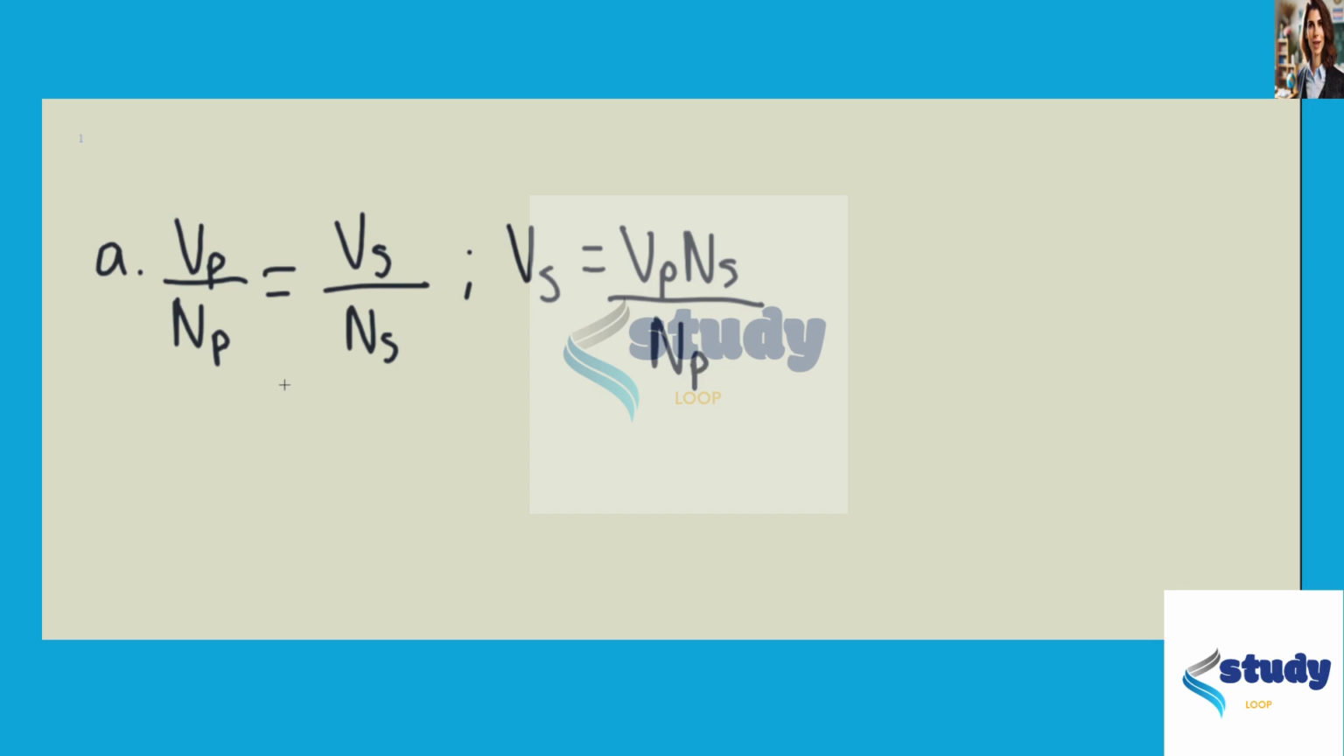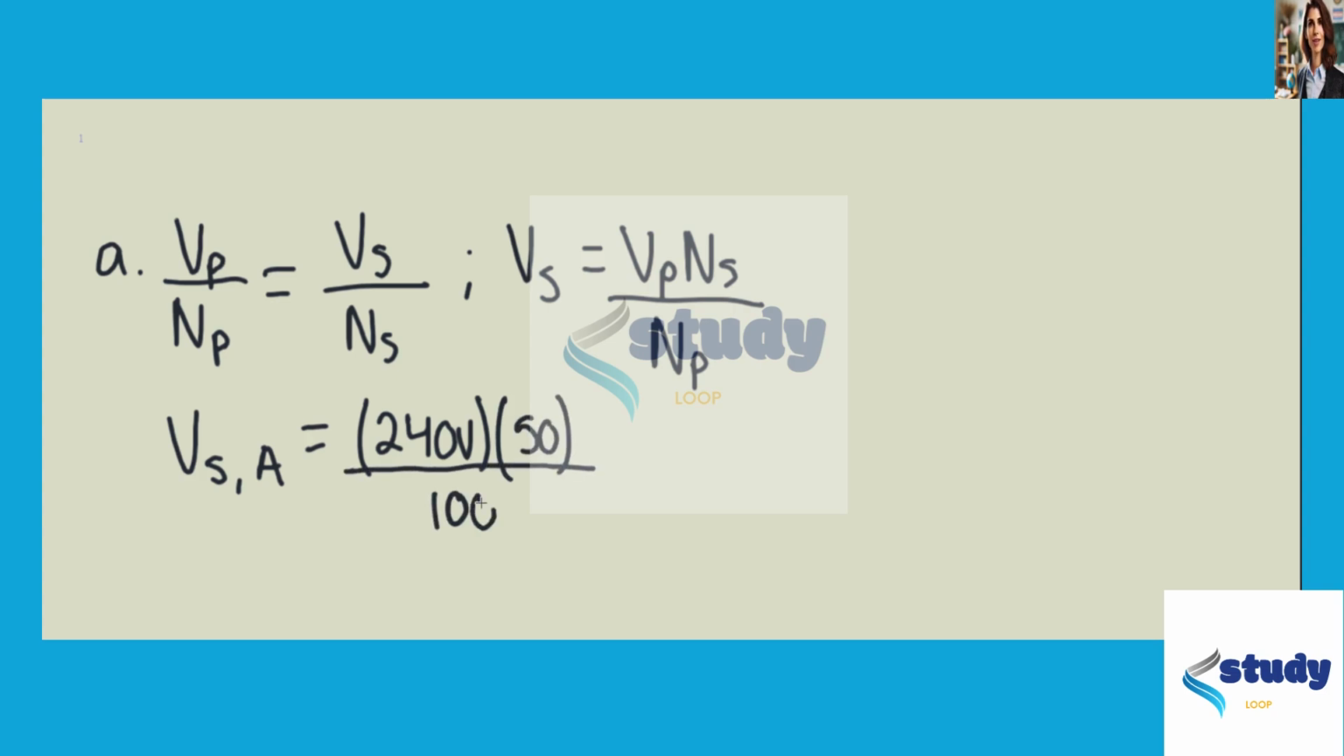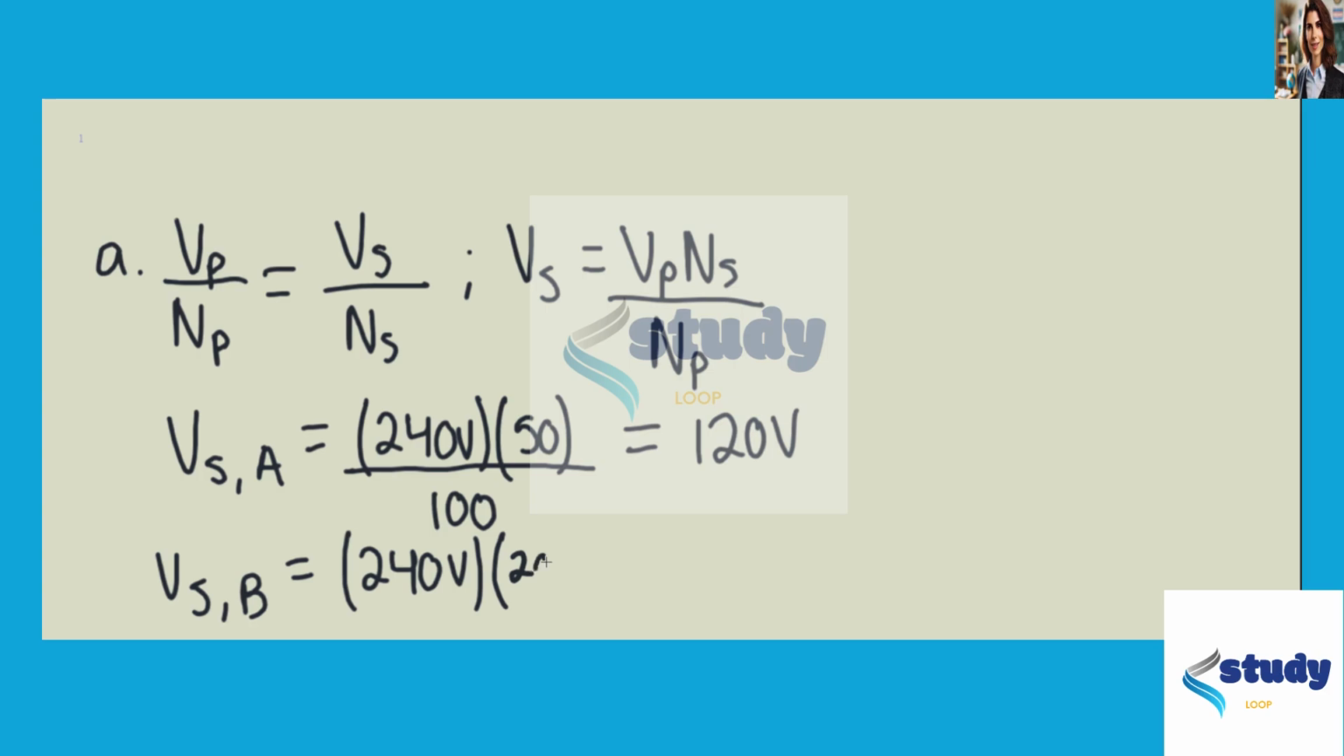So for case A, the secondary voltage would be equaling 240 volts multiplied by 50 divided by 100, and this is equaling 120 volts. The secondary voltage for case B would be equaling, again, 240 volts. However, now we have 200 turns divided by, again, 100 turns. And this is equaling 480 volts.